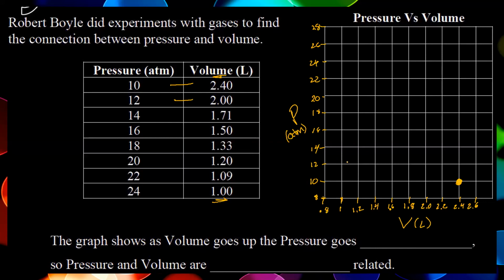12 and 2, so 12 and 2. 14 and 1.71. I don't have a line for 1.71. Am I going to guess it? Yeah, I'm going to guesstimate it. It's going to be right there. We understand when you graph that there's guesstimation involved. It's totally okay.